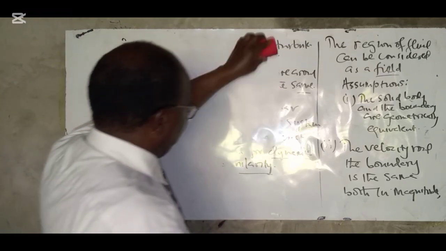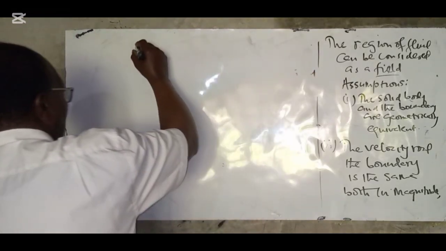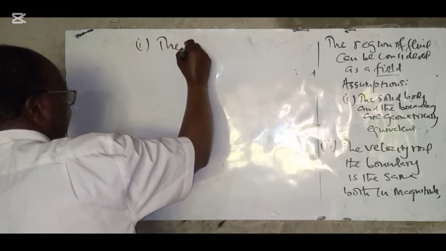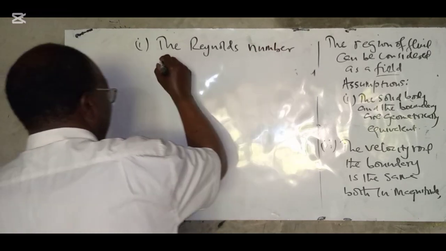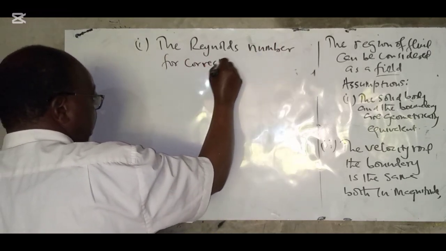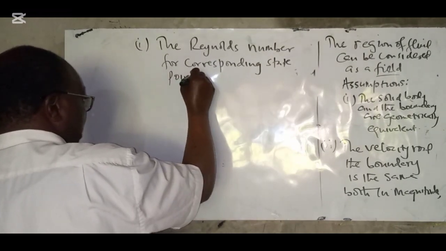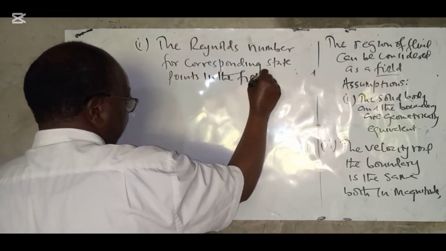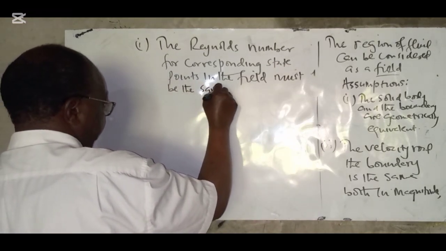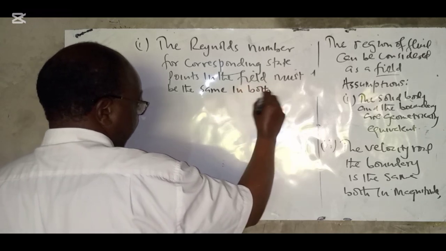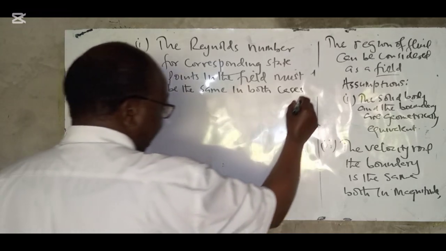Let's use this space. One, the Reynolds number for corresponding state points in the field must be the same in both cases, if velocity is to be the same.